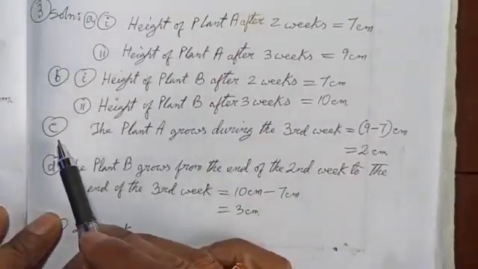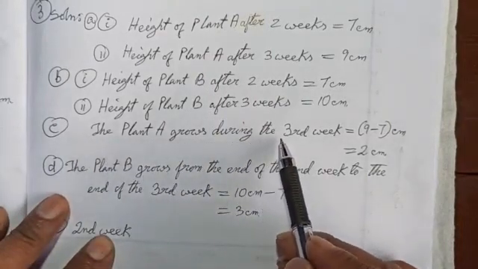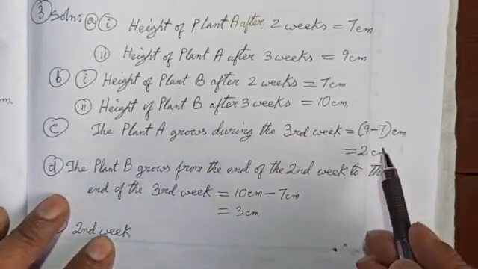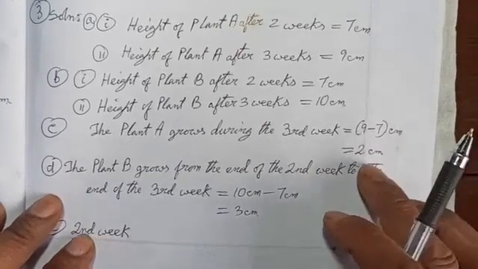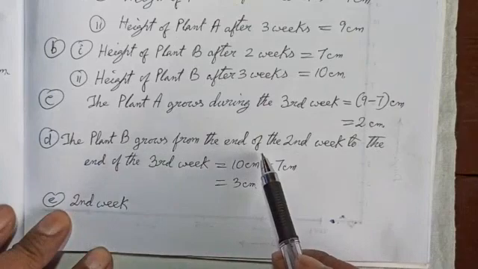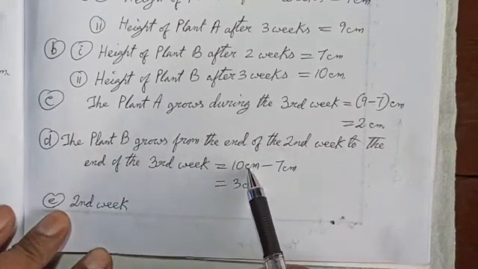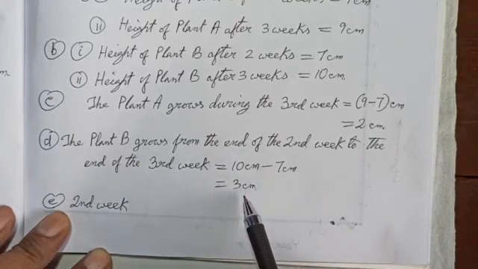Now question number C. The plant A grows during the third week is 9 minus 7 centimeters. That is, if we subtract, we are getting 2 centimeters. Now question number D. The plant B grows from the end of second week to the end of the third week is 10 centimeters minus 7 centimeters. If we subtract, we are getting 3 centimeters.